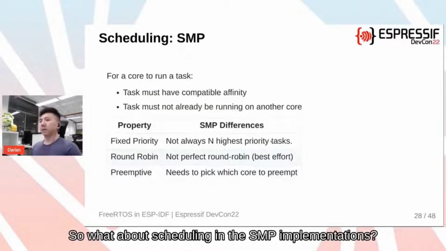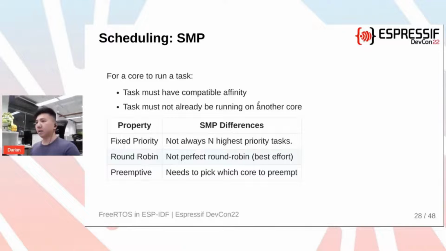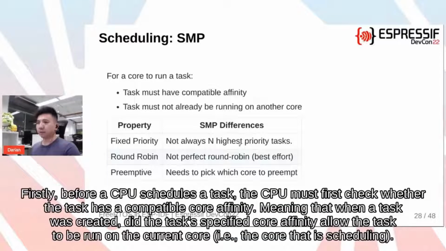So what about scheduling in the SMP implementations? There are 2 more things to consider when scheduling in SMP. First, before a CPU schedules a task, the CPU must first check whether the task has a compatible affinity, meaning that when a task was created, did the specified core affinity allow the task to be run on the current core?